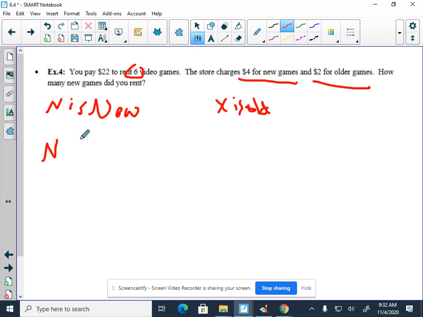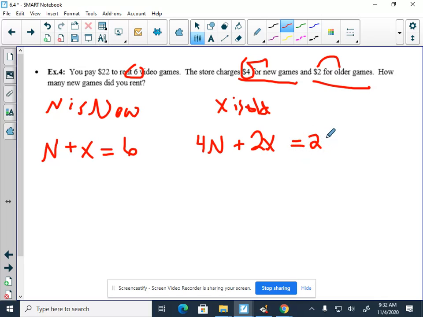Now you write 2 types of games. This is going to be similar to the last one. If you find the total, N, the number of new games we get, plus the number of old games we get, is going to total 6. That's one of the equations. Now they charge $4 for a new game, so that's 4N. $2 for older games, so that's 2X. And that gets me $22.